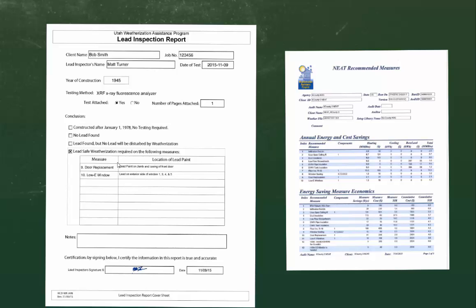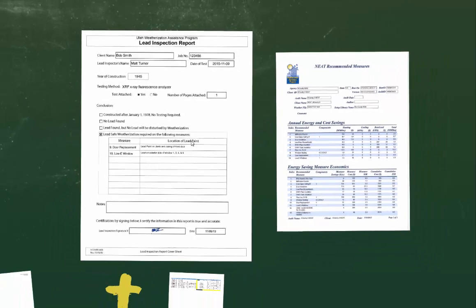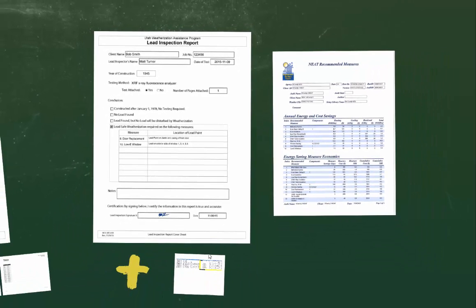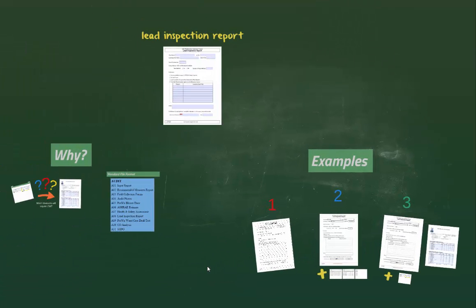Now, obviously, the lead-safe weatherization has additional documentation that is required. That information will go elsewhere in the client file. This piece of information, along with its attachment, should be included in the audit section of the file, and the document should be signed and put in the file. That's really the lead inspection report.